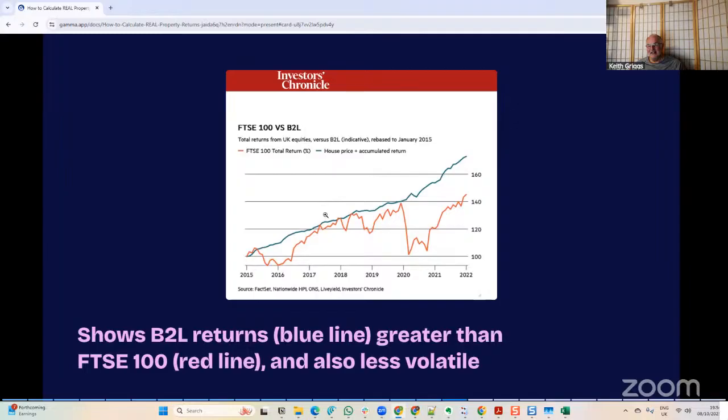And don't forget, this isn't even considering leverage. This is considering if you just invest 100% in property and buy it outright, you're still better off than equities. And obviously, as we've just seen, if you use mortgages and leverage, you can double that return. So all good stuff.